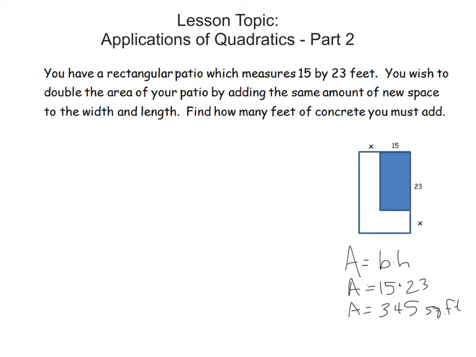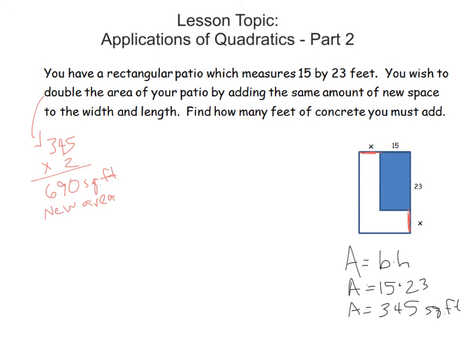Now, here's the thing, okay? We want to double the area. Well, that means all we need to do here to double the area is to take the current area, which is 345, and multiply that by 2, right? And when we do that, we're going to get 690 for our new square footage of our new patio. That's our new area. All right, so then how do we find the length right here of x and x right here to make that new area work out?